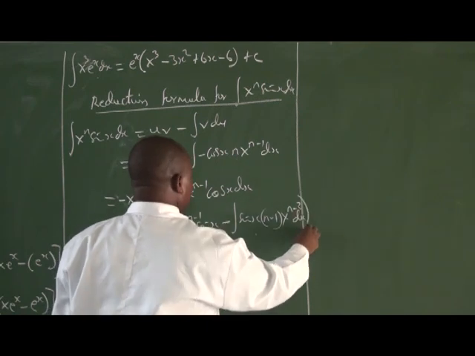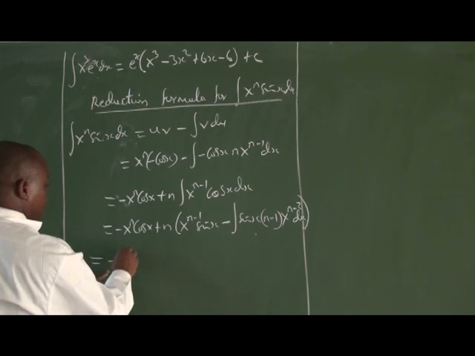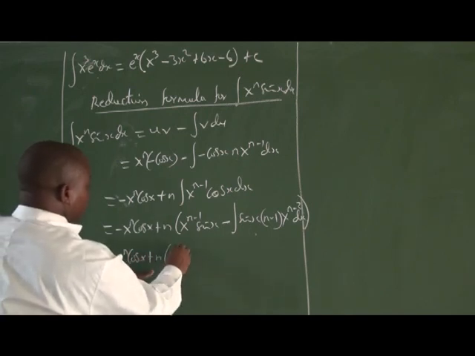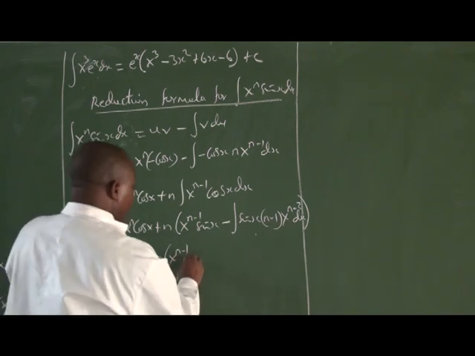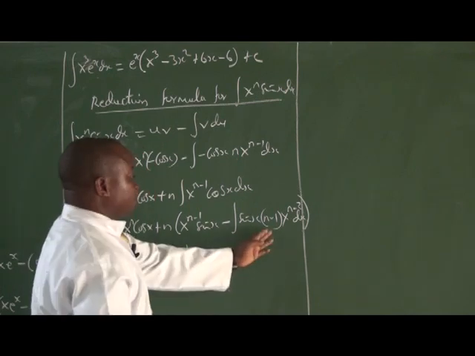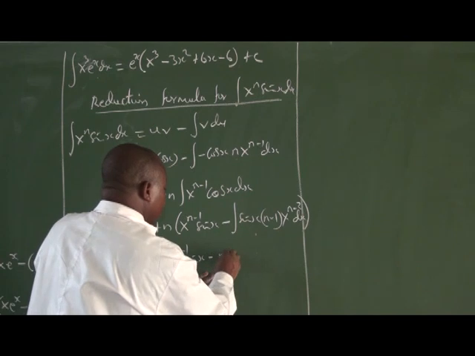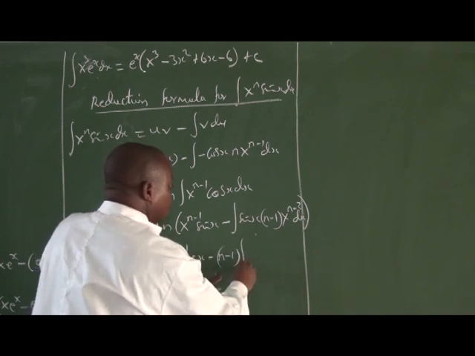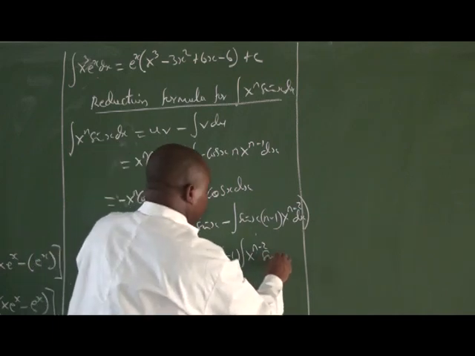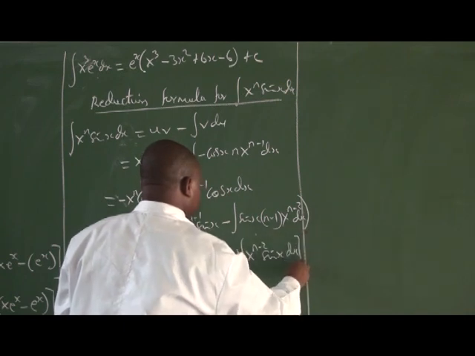Okay, so look at that. That is du. And this will give us minus x^n cos x plus n times x^(n-1) sine x minus, look at this, I'm going to bring this out. So we'll have minus n times (n-1) times the integral of x^(n-2) sine x dx.